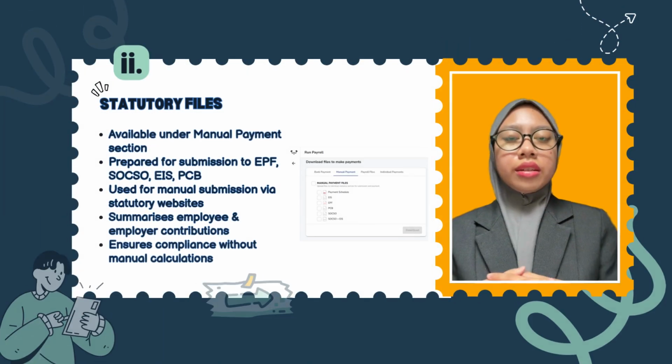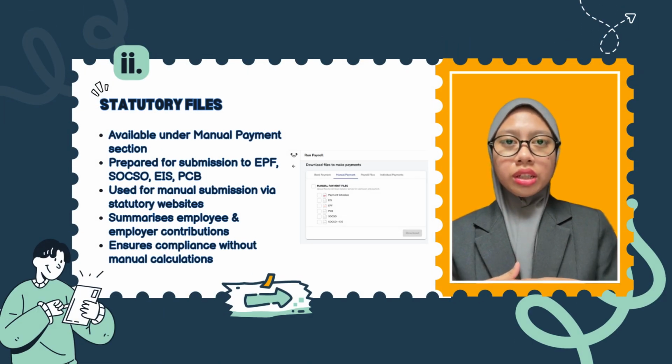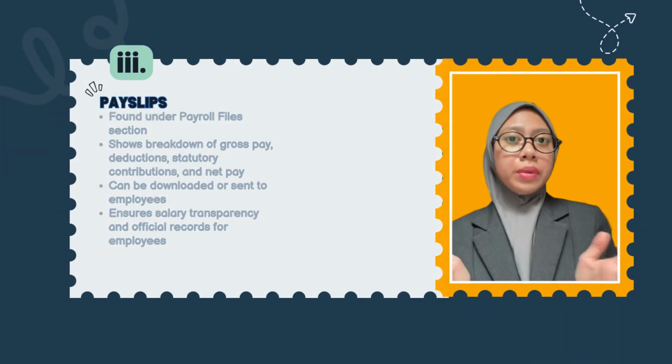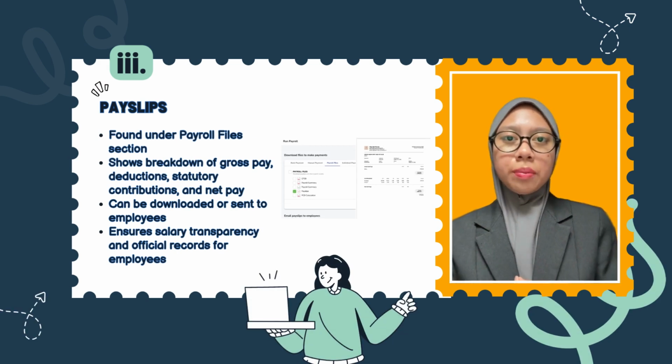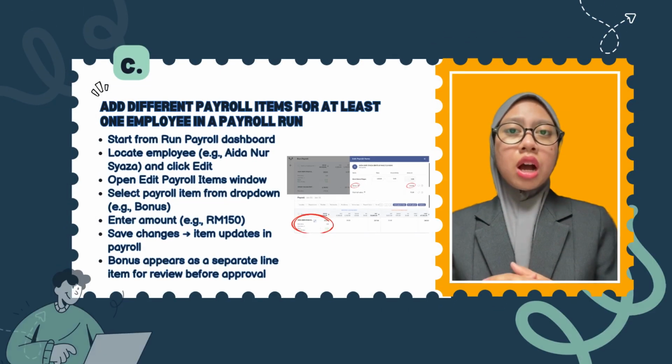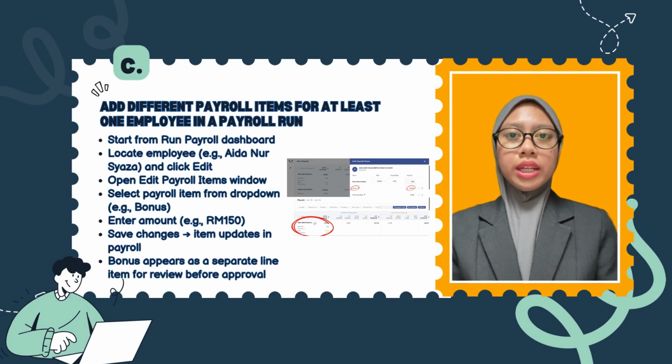The second one is statutory files. Available under the manual payment section, these files are prepared for submission to statutory bodies like EPF, SOCSO, EIS and PCB. These summarize both employee and employer contributions, making compliance easier. Finally, payslips. Found under the payroll file section, payslips provide a detailed breakdown of salary, deductions and net pay. They can be downloaded or sent directly to employees, ensuring transparency and proper record keeping. Next, I will explain how to add different payroll items for at least one employee in a payroll run.